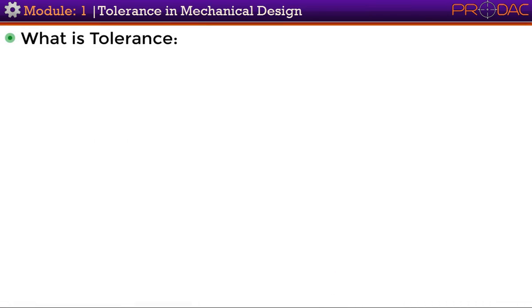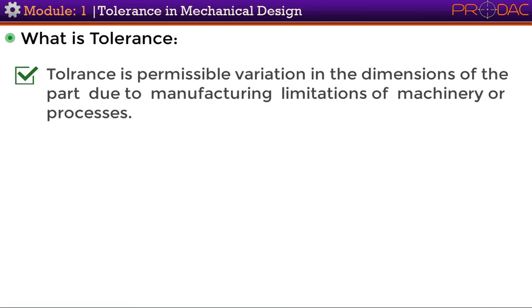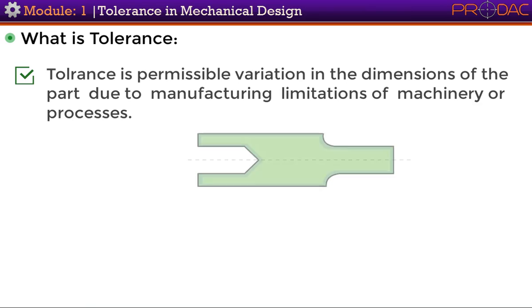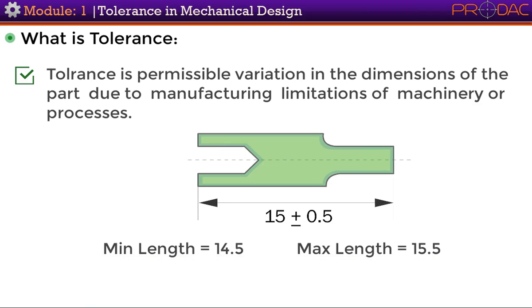First, we'll understand what tolerance is. Tolerance is the permissible variation in the dimensions of the part due to manufacturing limitations of machinery or processes. In this drawing, the tolerance is plus minus 0.5, which means the length can vary from 14.5 to 15.5. In other words, the manufacturer is permitted to produce the part with a dimension in between these two numbers.